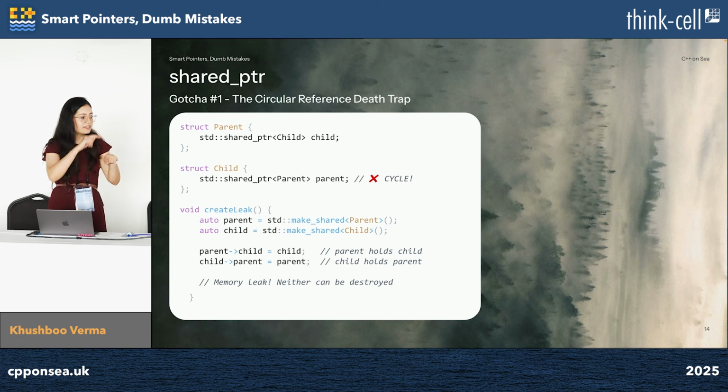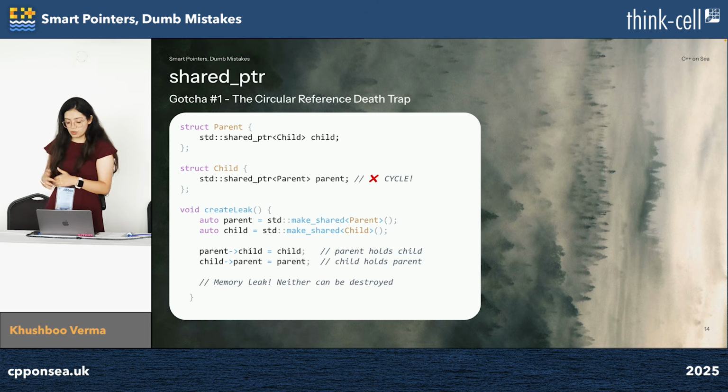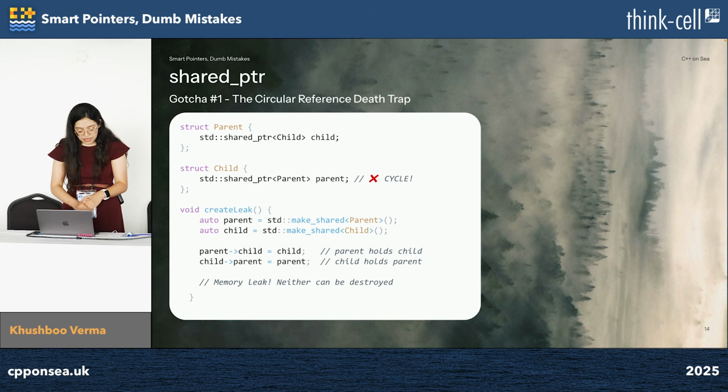So as we can see, there's a cycle. And since both of these objects have interdependency on each other, it's never going to go out of scope and it's never going to get cleaned up, right? So if you look at my code below, I'm initializing both of these structures. I'm making them shared, and I'm making the parent have a reference to the child and the child have a reference to the parent, and it is going to result in a memory leak, right?